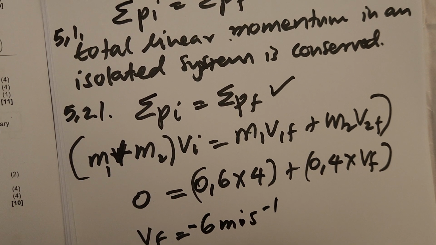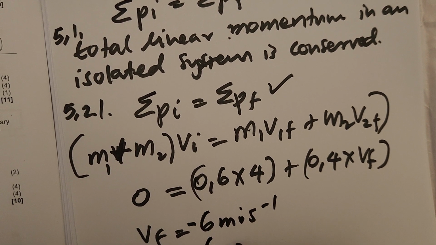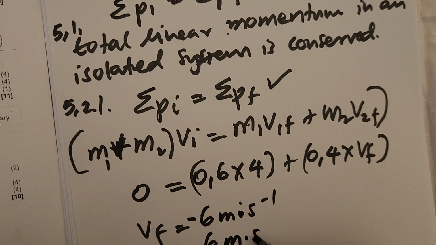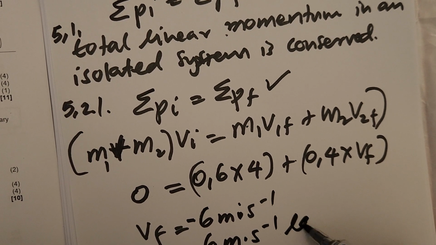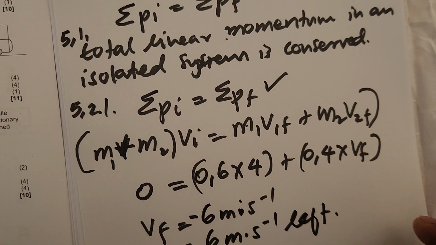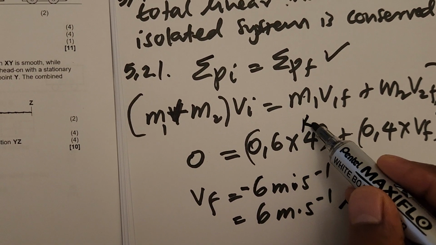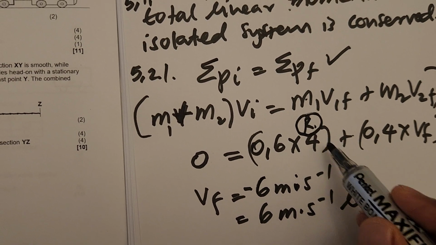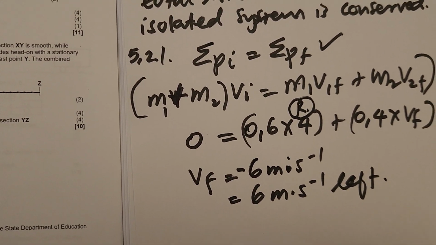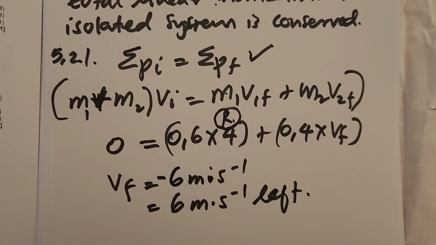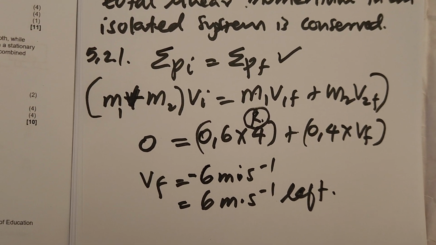Then we interpret, we know that therefore this will mean that is 6 meters per second to the left, because we take to the right as positive this velocity which is to the right. That's why we take it as positive. If this one is positive, to the left will be negative. So that's the case. Fine, we're done with 5.2.1.